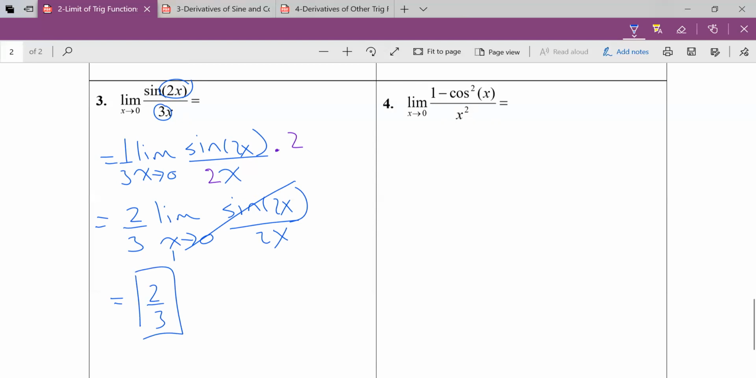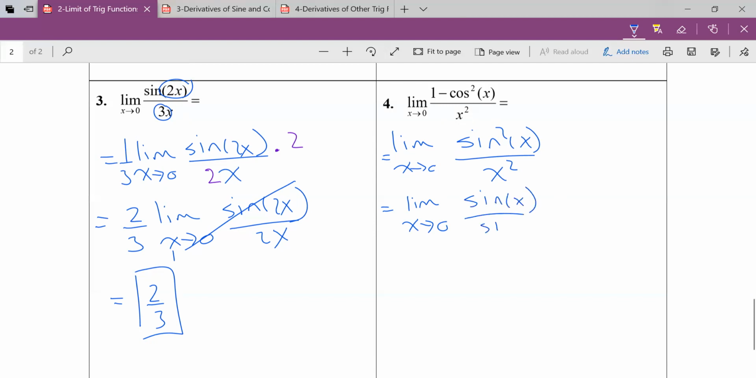Easy. Now, the next one's got a cosine in it, but what I need you to recognize from 30-1 is all of those lovely identities. 1 minus cos squared is sine squared. Those identities can come back at us again, so I do need you to think about those. They'll come up every once in a while. So now what do I have here? Sine squared x over x squared. What this really is, friends, is sine x over x times sine x over x.